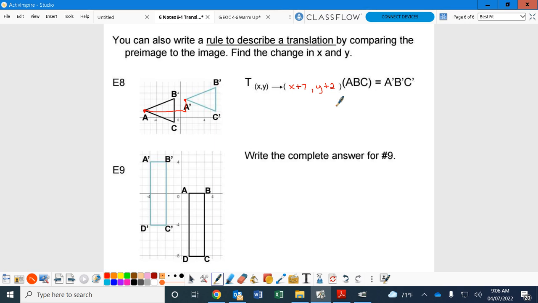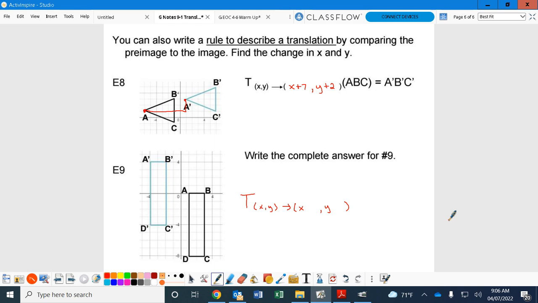Now, they gave you a lot of it on the first one. Now we've got to set it up on our own. But guys, the format is the same every time. You put a capital T. You put parentheses with X, Y in there. You draw an arrow. Every time it does the same thing. You set up a new parentheses. The first one is going to be X plus or minus something. The second one is going to be Y plus or minus something.